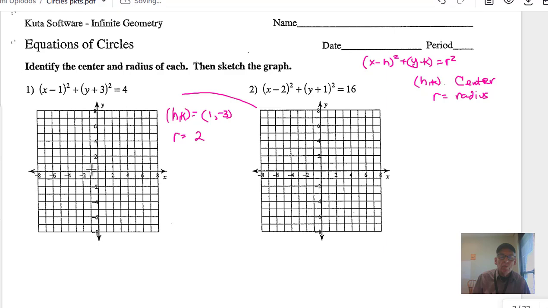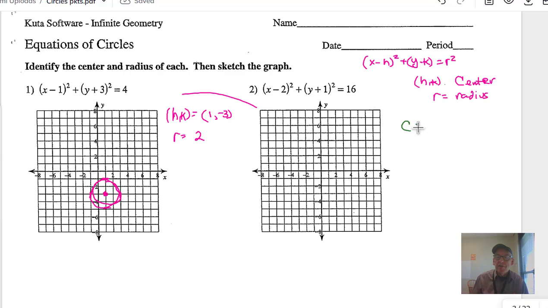So we're going to go over 1 and down 3, and that's going to be the center of our circle. And to apply the radius of 2, we go 2 in the positive x direction, and 2 in the negative x direction, and then we go 2 in the positive y direction, and 2 in the negative y direction. And that gives us some points that are on this circle. So we sketch the circle that goes through those points, and we've got a good approximation of the circle that goes with that equation. Okay, same thing for number 2.